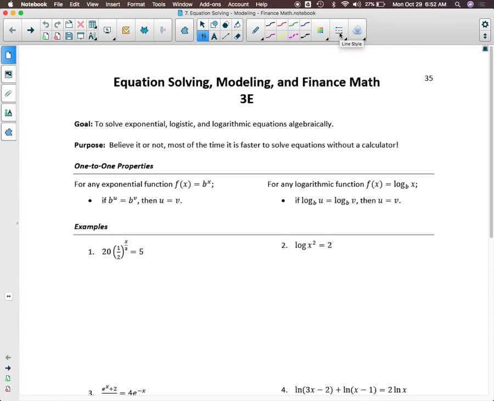Okay, so from this point forward, we are not allowed to use our calculators and graphing to help us solve it. We're still allowed to use our calculators, we just can't graph in our calculators to solve stuff.